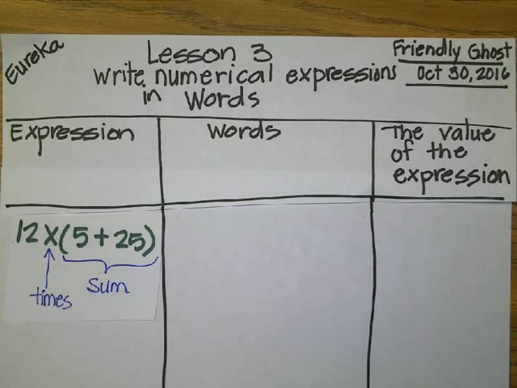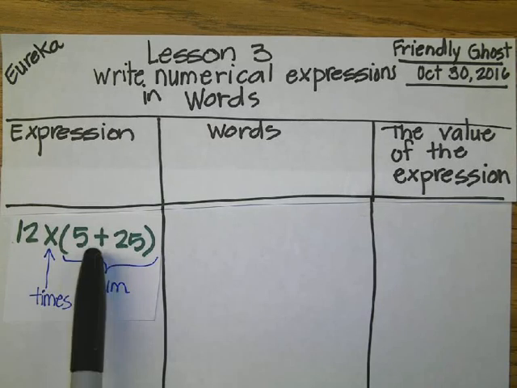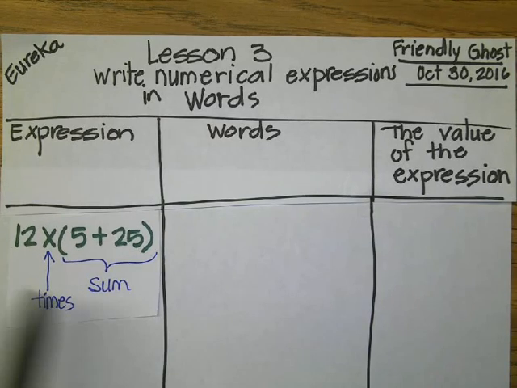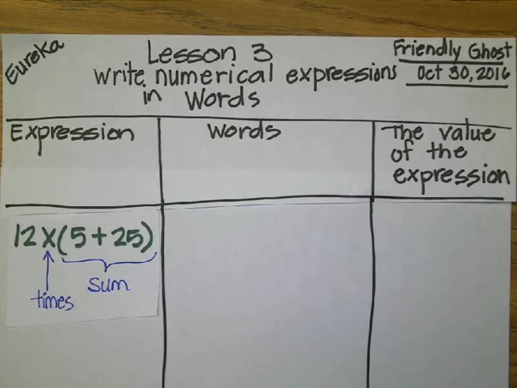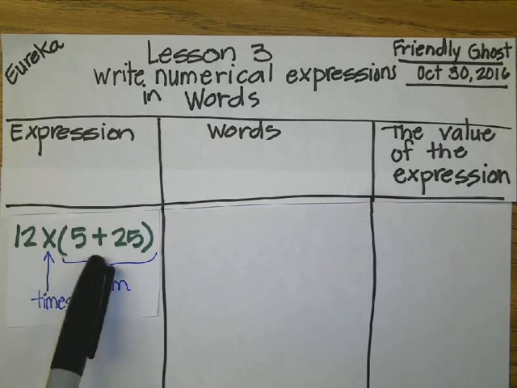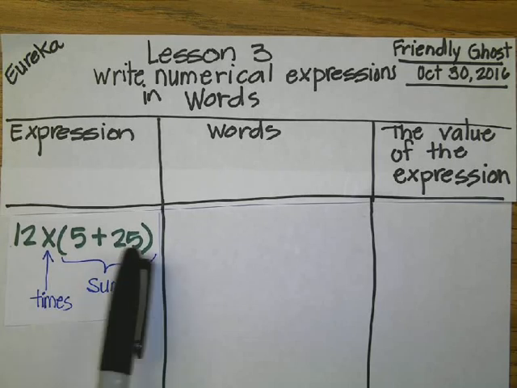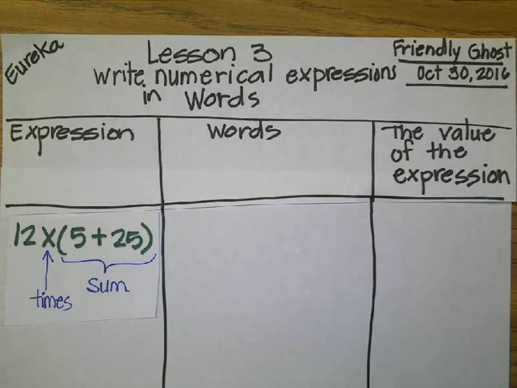And here's the expression. Your first step is to identify the mathematical operations. In this case, the multiplication symbol, which means times, and the plus sign, which is the sum. So notice that's the first thing I did. The second step, my friends, is you have to read it using those terms. 12 times the sum of 5 and 25. Let's repeat it again. 12 times the sum of 5 and 25. So the way you hear it, that's how you write it down.